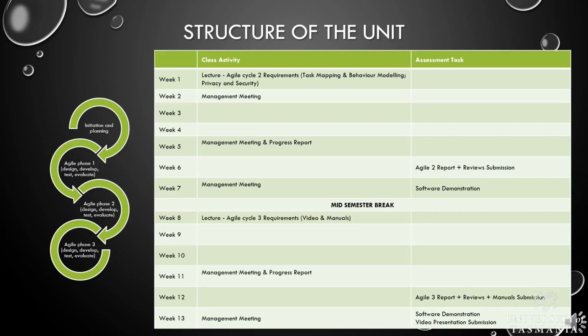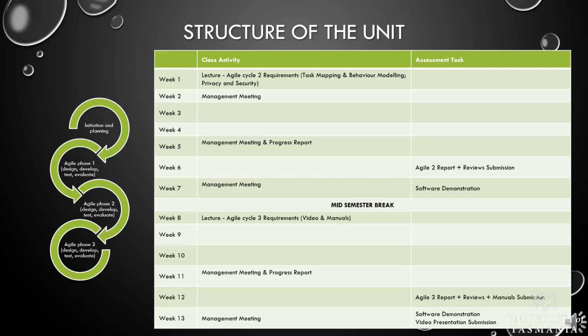In week 5, we're going to come back together again, and this is where you're going to have prepared a draft of your second Agile cycle report, and we're going to review that for you, give you some feedback and some advice to move forward. We're also going to talk about what is going on in your project and any progress updates that you have to make.